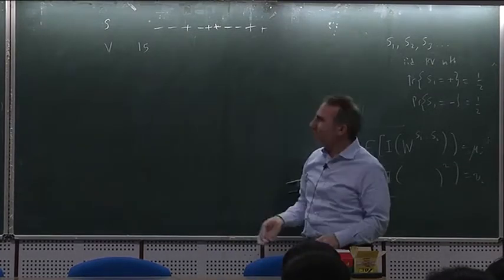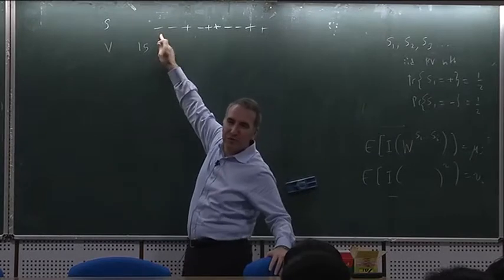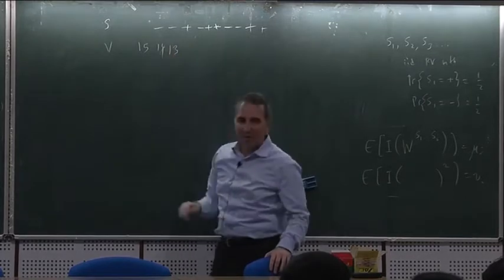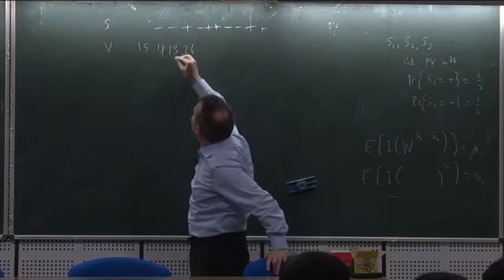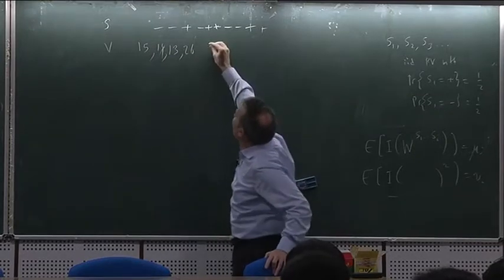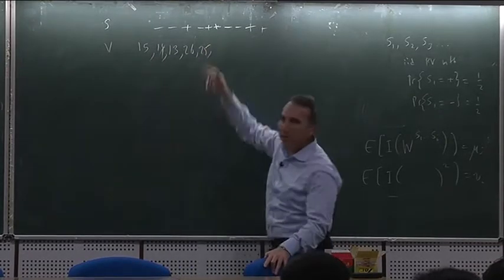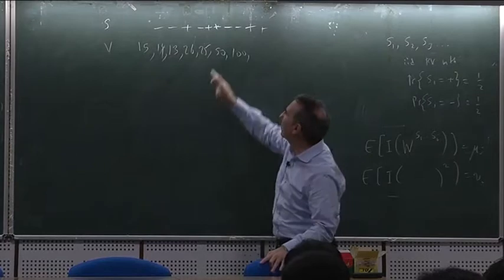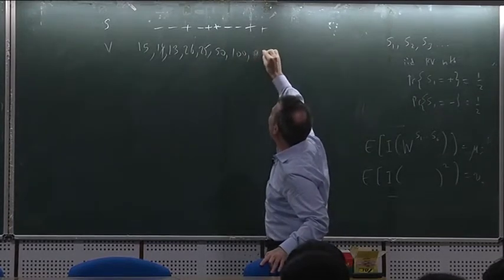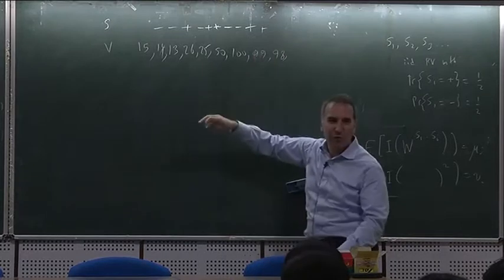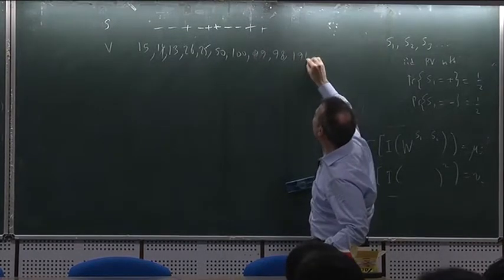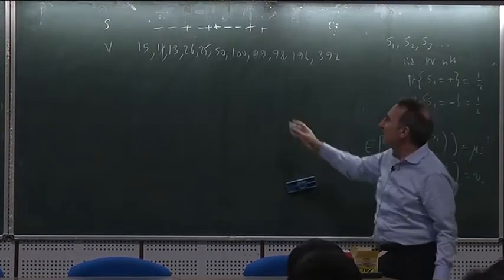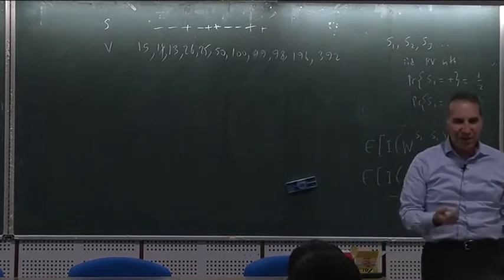Let's see what happens to this V. We encounter a minus, so we go down. One more minus, we go down again. We encounter a plus, this makes us 26. We encounter a minus again, we make 25. A plus, we go to 50. Another plus, we get 100. A minus, 99. Another minus, 98. One more plus, 196. Another plus, 392.